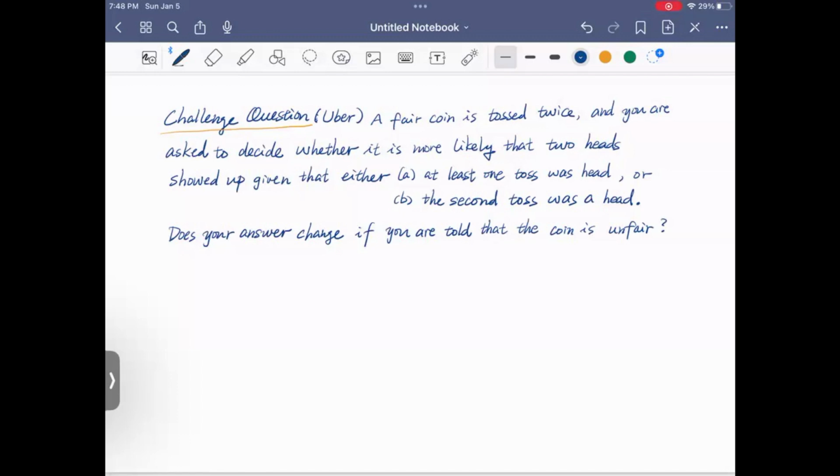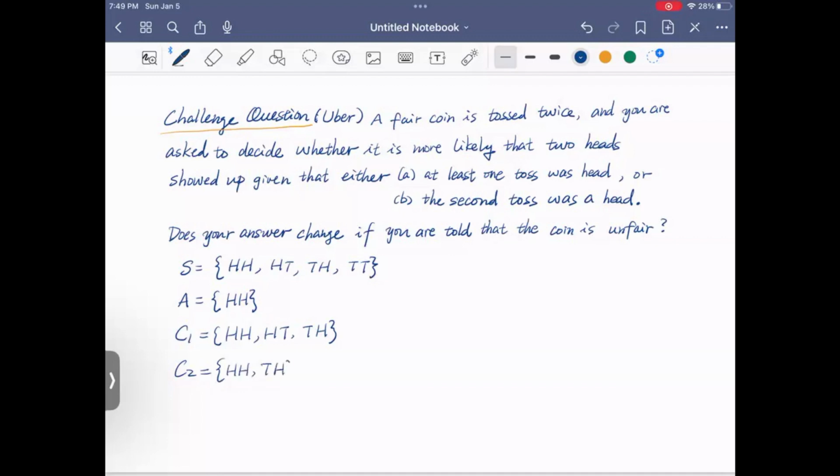Now let's first define the events. Of course the sample space has four elements: head head, head tail, tail head, and tail tail, because a fair coin is tossed twice only. Now let's define the event of interest A, which is having two heads, so HH. Now consider the two conditions. The first one is at least one toss was head. Then C1 has 3 elements. C2 is the second toss was a head.